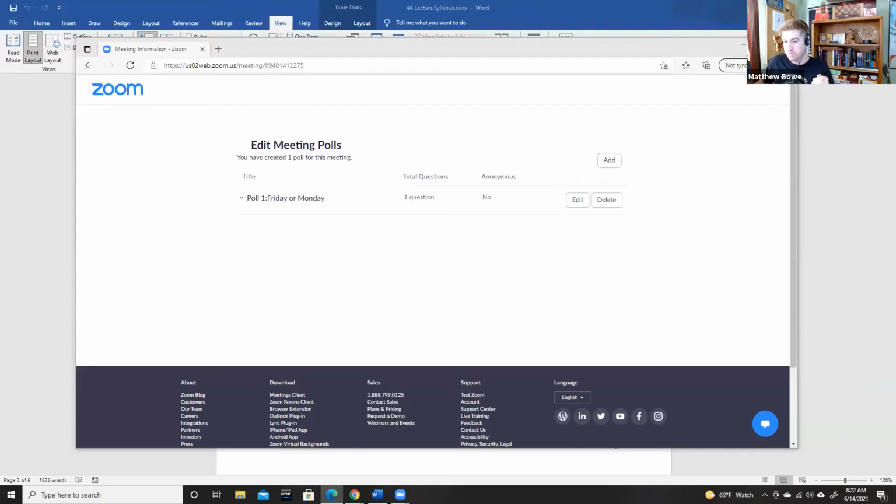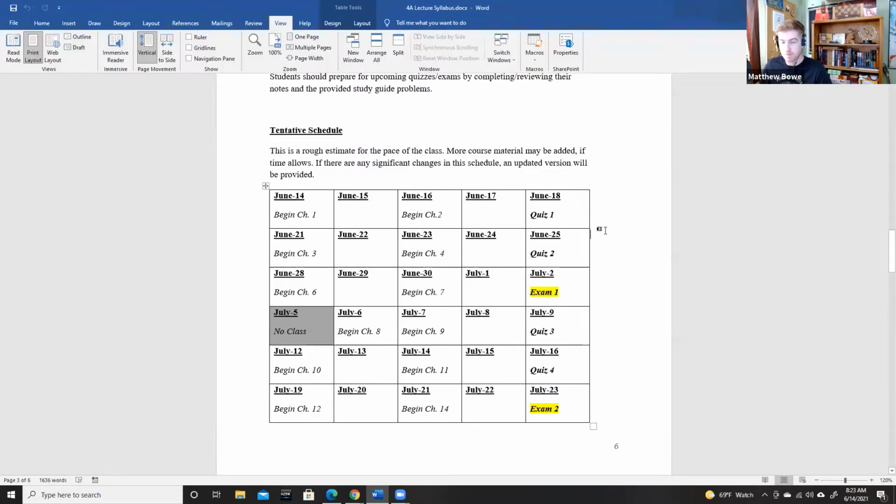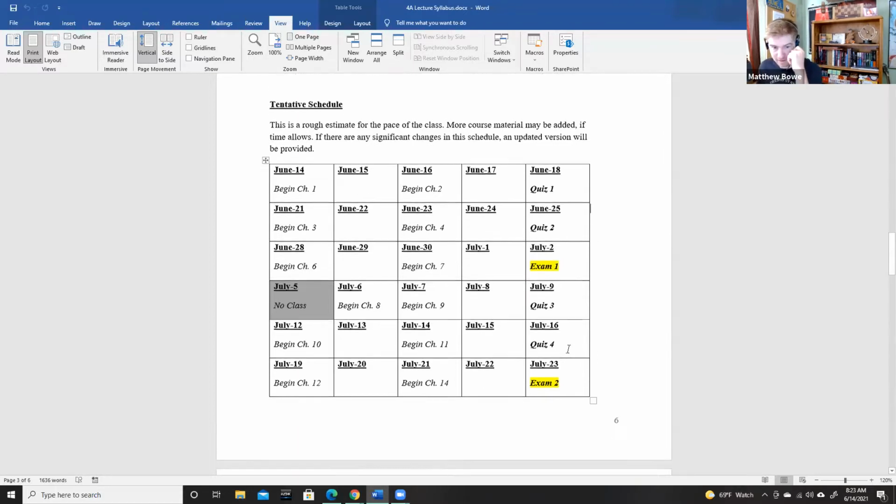I will move the dates. I'll redo the schedule for Monday. So your homeworks are going to be due on Mondays, and the quizzes and all of the big work is going to be due on Monday. So I will put up a new schedule later today.